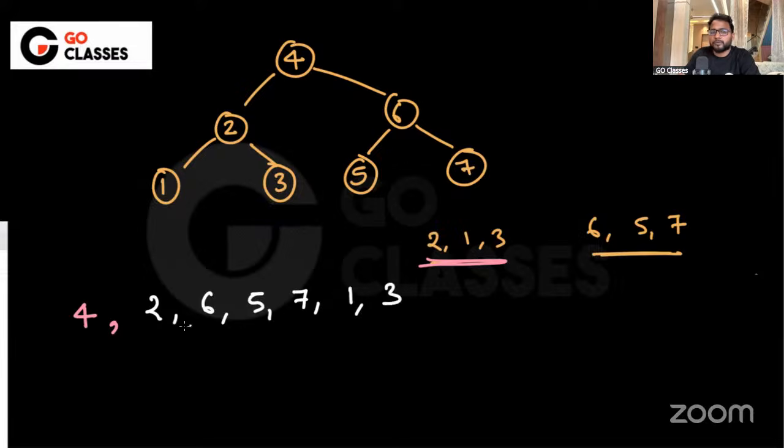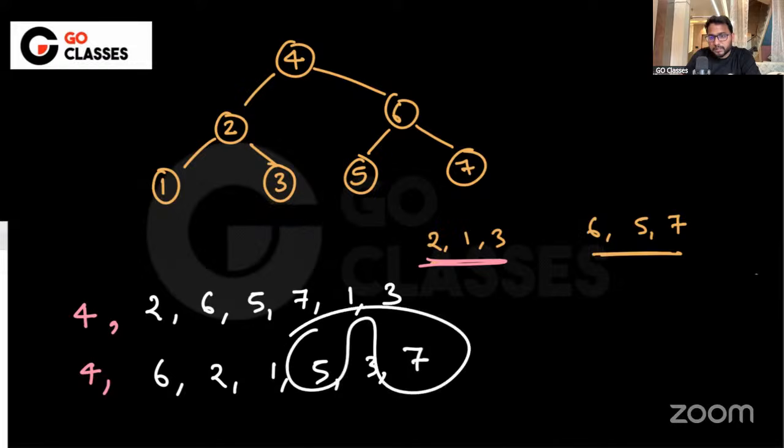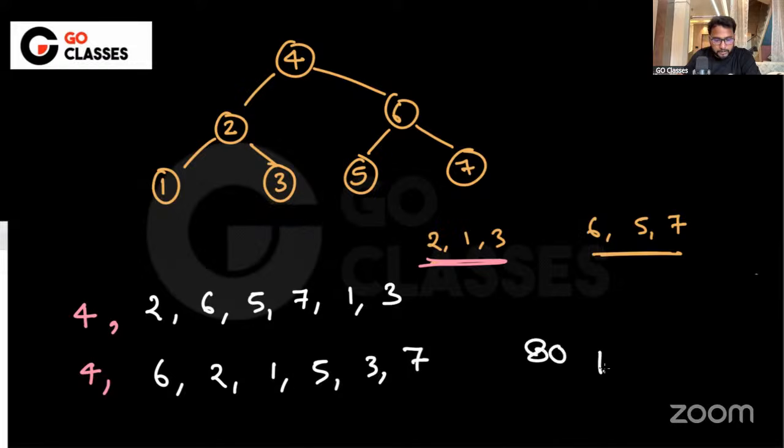This is one of the possible ways. Or maybe you can say 4, and then I can insert 6, then maybe 2, then 1, then 5, then 3, then 7. This is another possible way. There are many other possible ways. Even you can exchange 1 and 3, and even 5 and 7. So basically, there are a total of 80 possible ways.